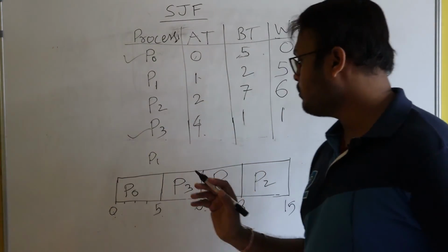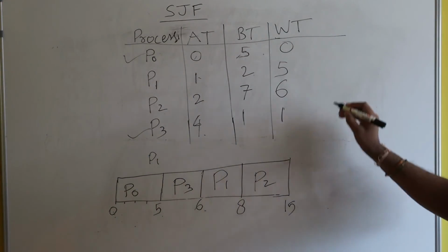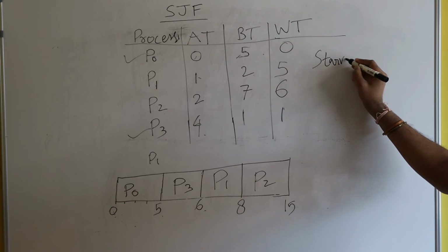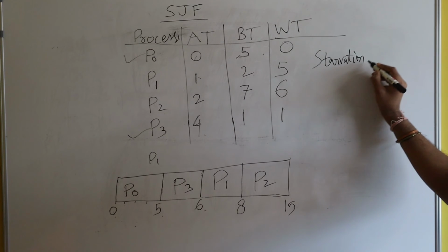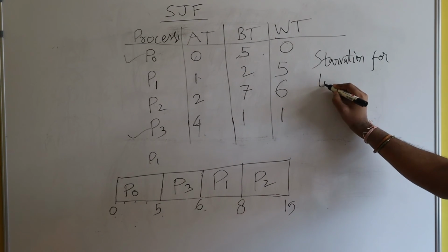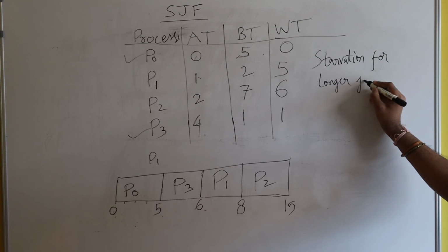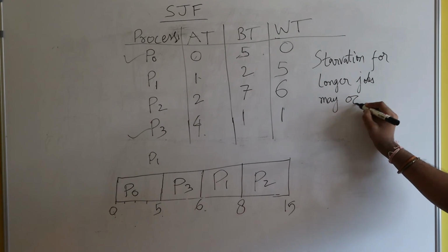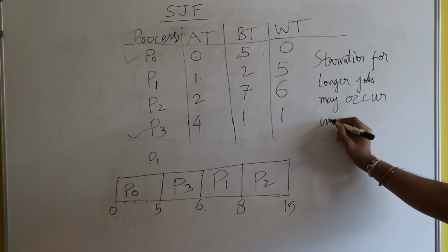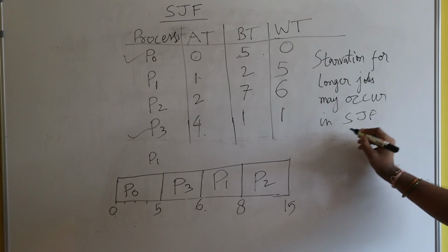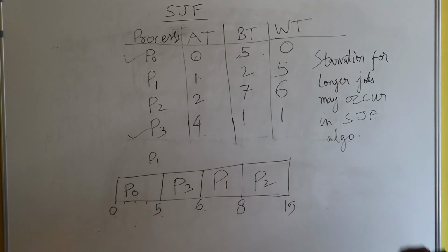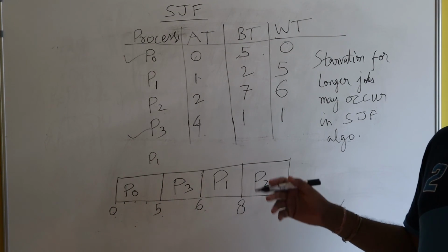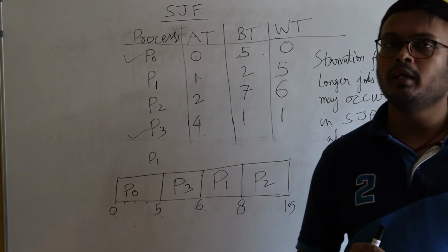So you just remember this point: starvation for longer jobs may occur in SJF algorithm. Okay. So it's a non-preemptive version.